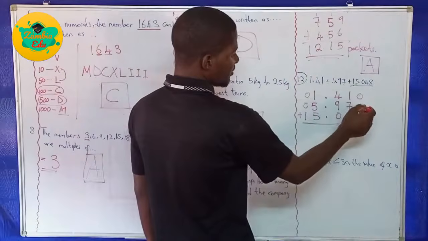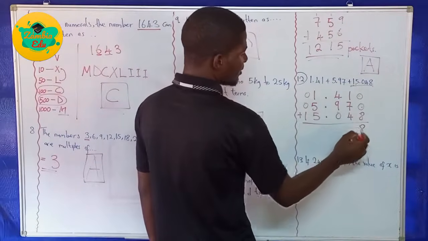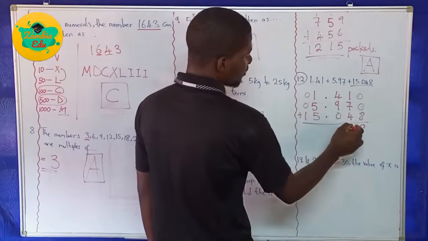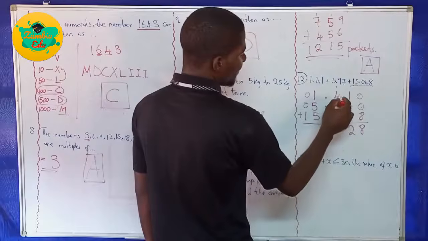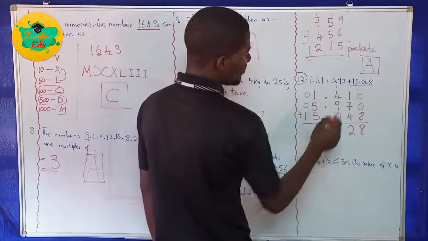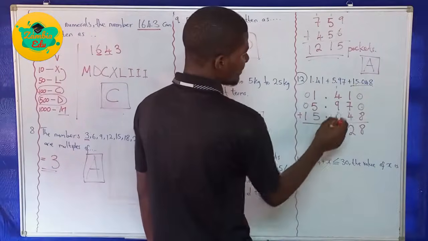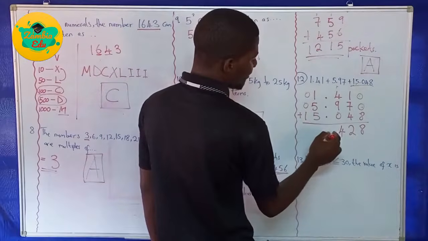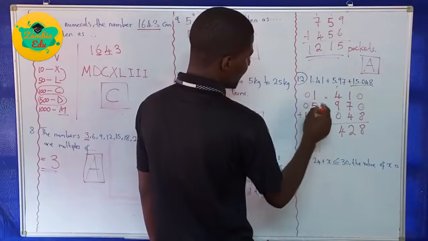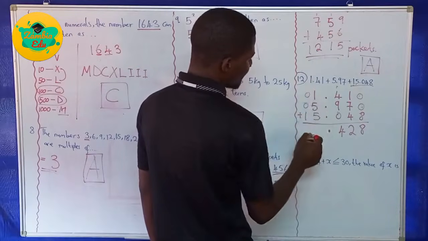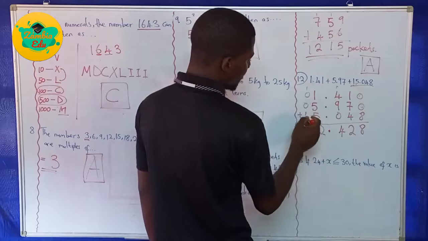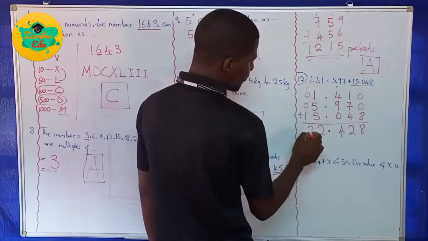Okay, so 0 plus 0 plus 8 is 8. 1 plus 4, 8 plus 4, 12. So 2, carry 1. 4 plus 9, 13, plus 0, still 13. Plus the remainder 1, 14. So 4, carry 1. So the point goes in that way. 1 plus 5, 6. 6 plus 5, 11. 11 plus the remainder 1, 12. Carry 1. 0 plus 0, 0. Plus 1, 1. Plus the remainder 1, 2.